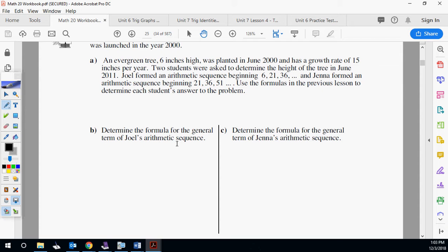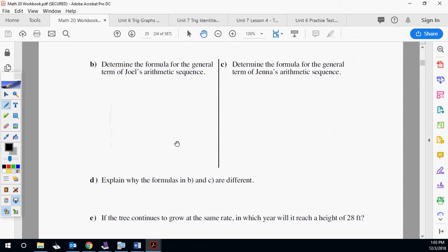So Joel started with 6, so he started with the tree as planted. Jenna started at 21, so she started after it grew by its 15. That was her T1. Do you see the difference I'm describing? You can get the same answer. You just have to know what you're saying, like where you're at. Okay? Now, determine the formula for the general term for Joel's.